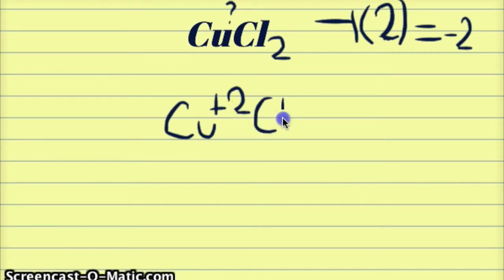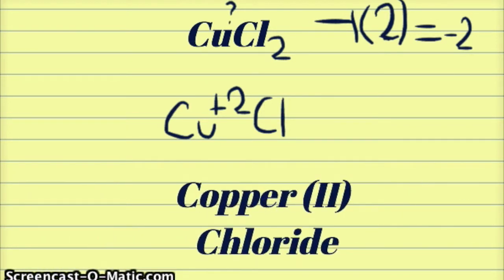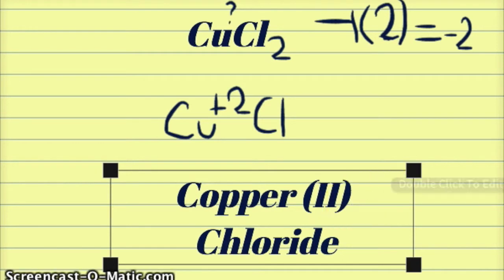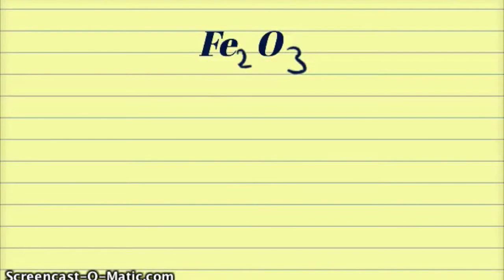So at the end, it's going to be written out as copper(II) chloride. As you can see, we have the Roman numeral right here. And that is how you name them. Now I'm going to give you another example for naming.